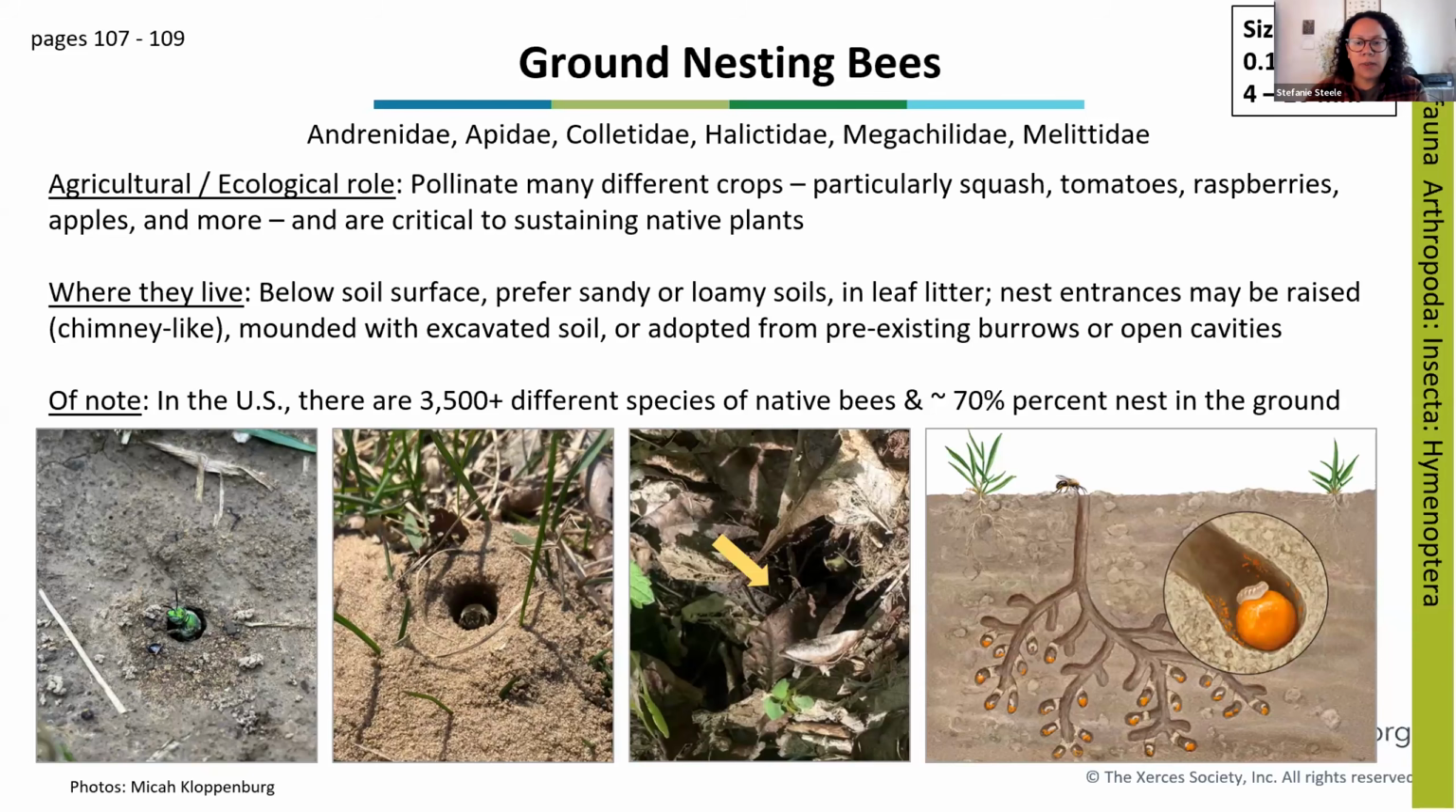Along the same lines of importance on crops, some of the many different crops that they might pollinate, like I mentioned, squash, but also tomatoes or raspberries, apples, and of course, many others are very important and dependent on these pollinators. And then, of course, sustaining our native plant communities as well.